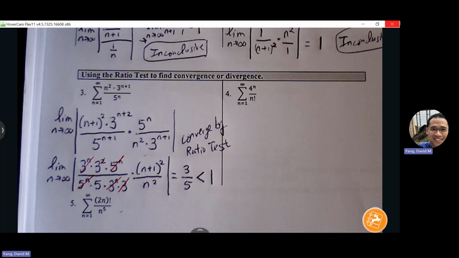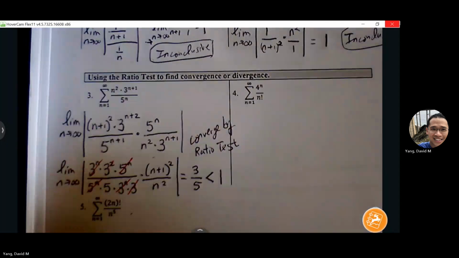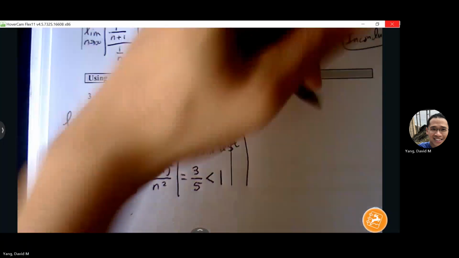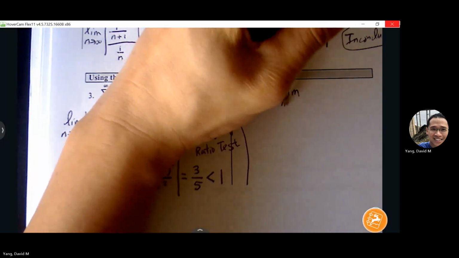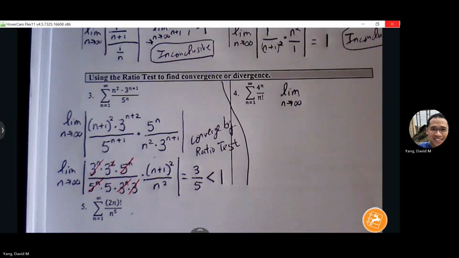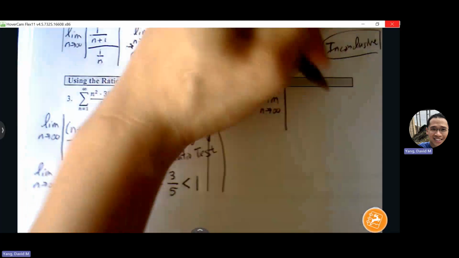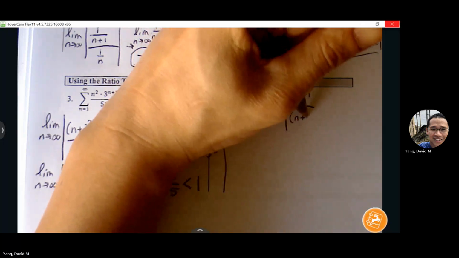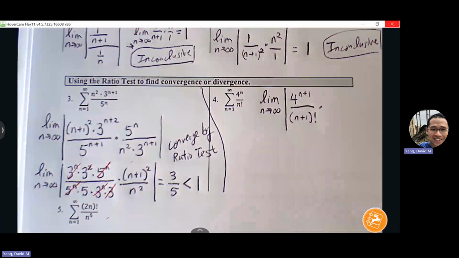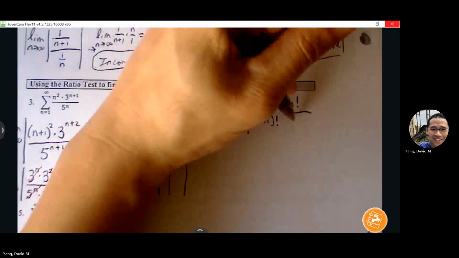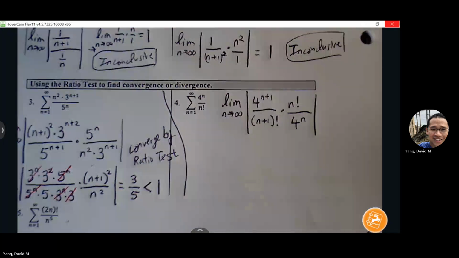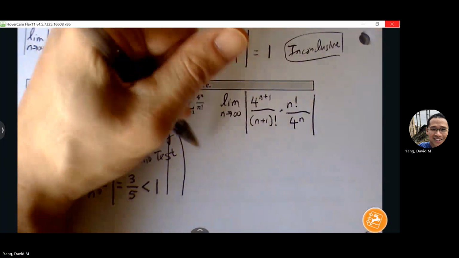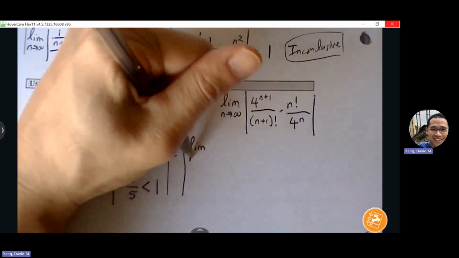All right, let's try number 4. Every n I'm going to replace with n plus 1. Dividing by a sub n is the same thing as multiplying by the reciprocal of a sub n. Now I'm going to try to break things apart and separate and see what's left over after some cleanup.